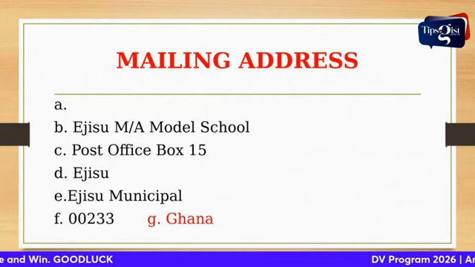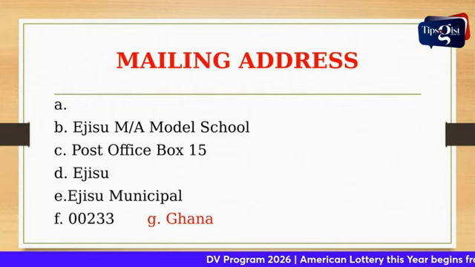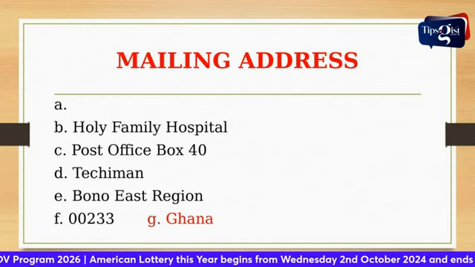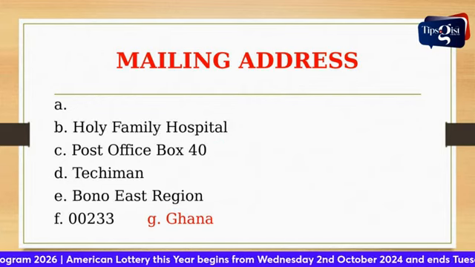This is for those who are in a country where you don't know the postal code. They are not going to penalize you. I told you that the mailing address, they don't even care about it in this initial stage. Now, this is a typical example of somebody using a hospital. So Holy Family Hospital, PO Box 40, Techiman. This time, the person is using Bono East region. And then the code is 00233, then Ghana.